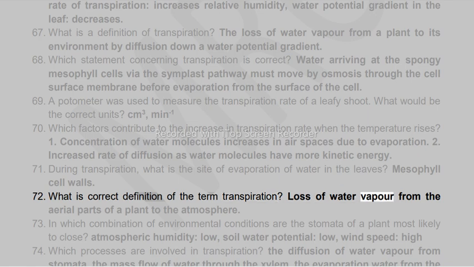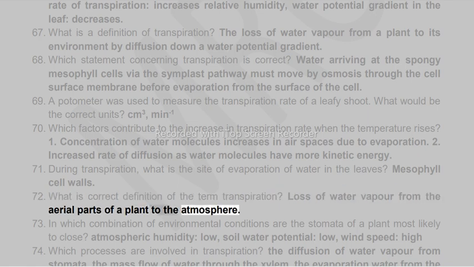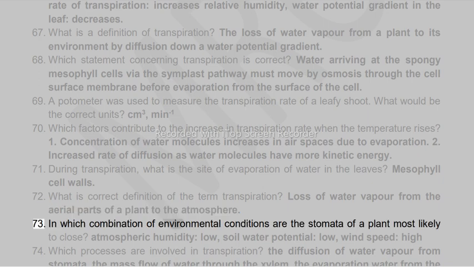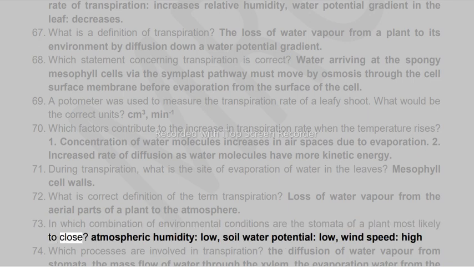72. What is the correct definition of the term transpiration? Loss of water vapor from the aerial parts of a plant to the atmosphere. 73. In which combination of environmental conditions are the stomata of a plant most likely to close? Atmospheric humidity, low; soil water potential, low; wind speed, high.